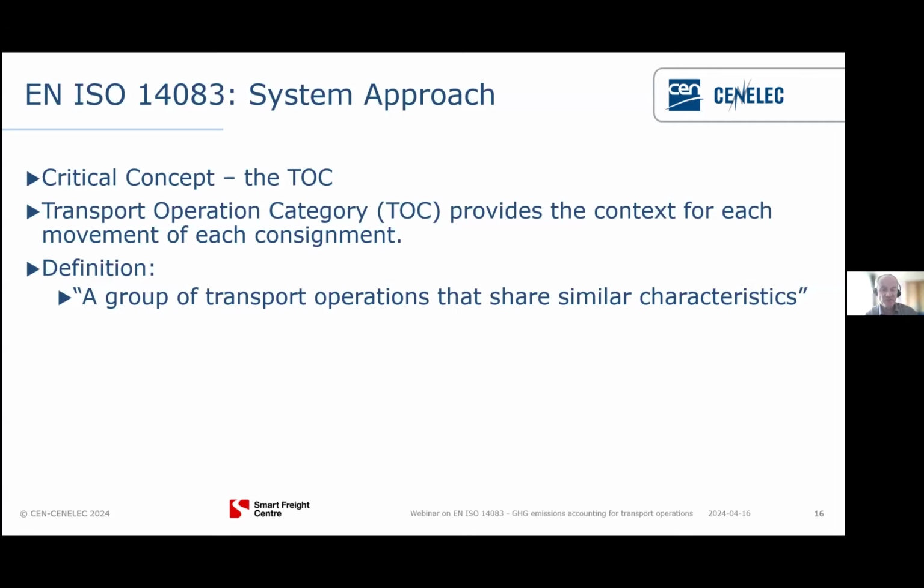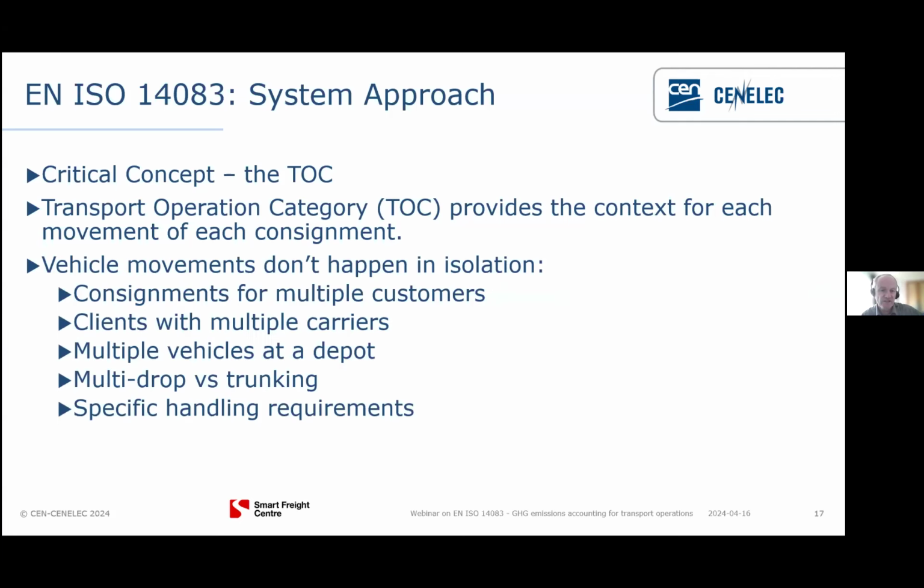Basically, the transport operation category is what provides the context for the transport movements for each and every movement of a consignment or a passenger, and is defined as a group of transport operations that share similar characteristics, and it's probably the most important element within the standard. So if you could click on again.